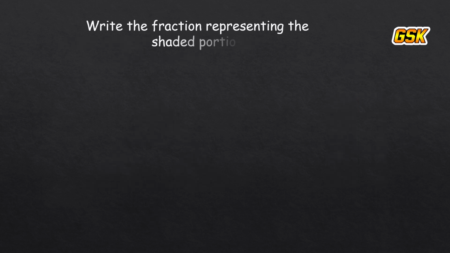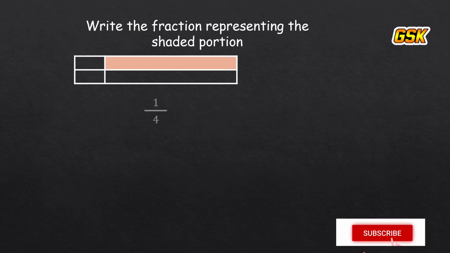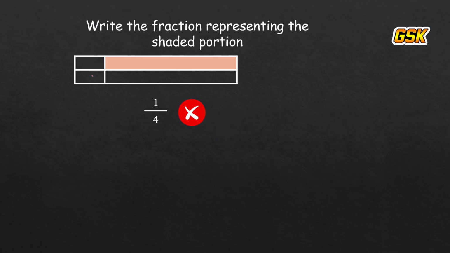Write the fraction representing the shaded portion. What is the answer? 1 by 4. It is wrong. Actually, the parts are 4 but not equally divided. So, parts should be equal. Note: parts should be equal. You should divide the whole into equal parts.